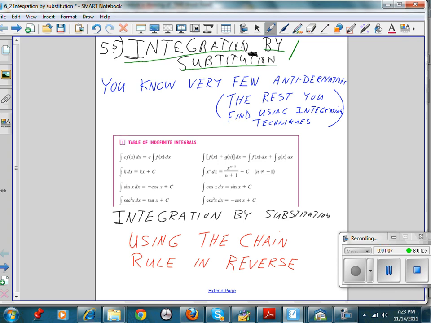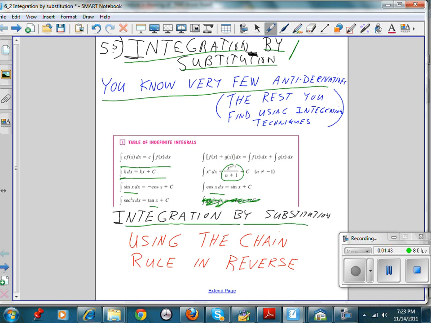So, one thing to remind you, you know very few antiderivatives. Here they are. Here's how to integrate a constant times f of x. How to integrate a constant. You got sine, cosine, tangent. This one, that's not one of the major ones. And here we got the inverse power rule. Not very many. We're going to apply one technique you need to learn in order to expand the amount of antiderivatives you can compute, and that is integration by substitution.